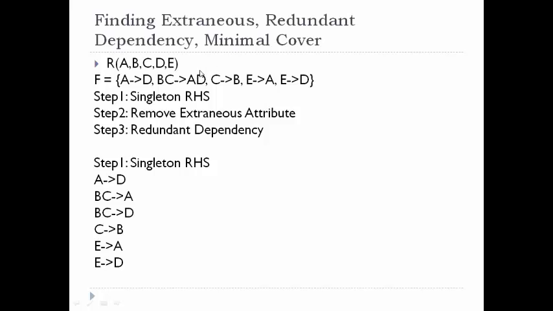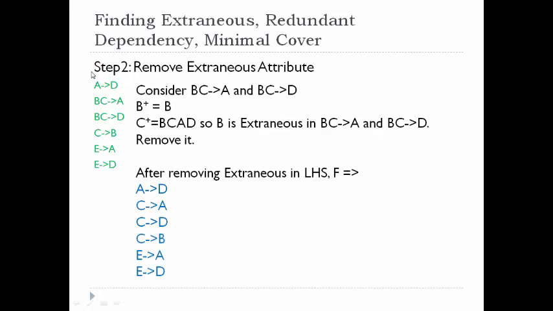Since we have arrived with two attributes for BC towards AD, so we have BC to A and BC to D. So this is the functional dependencies after applying singleton towards the right hand side. Now the second step is to check whether we have any extraneous attributes towards the left. Now we have two dependencies which have more than one attribute towards the left, and let us consider the closure for B and C attributes alone.